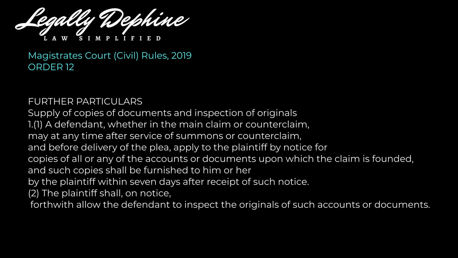A defendant, whether in the main claim or counterclaim, may at any time after service of summons or counterclaim and before delivery of the plea, apply to the plaintiff by notice for copies of all or any of the accounts or documents upon which the claim is founded, and such copies shall be furnished to him or her by the plaintiff within 7 days after receipt of such notice. The plaintiff shall on notice forthwith allow the defendant to inspect the originals of such accounts or documents.